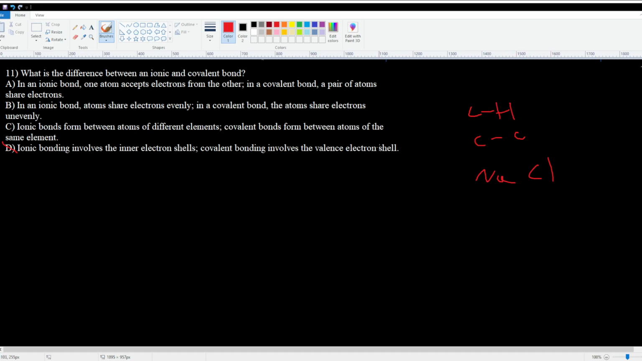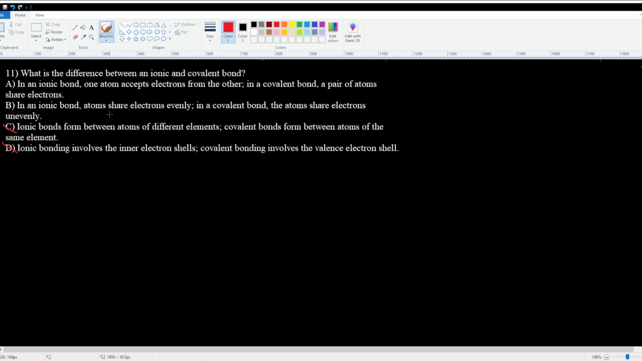Well, those are different elements, right? But not necessarily because it's an ionic bond. We have carbon and hydrogen; those are two different elements, but they still form a covalent bond. So C is once again out of the question. So then we talk about B.